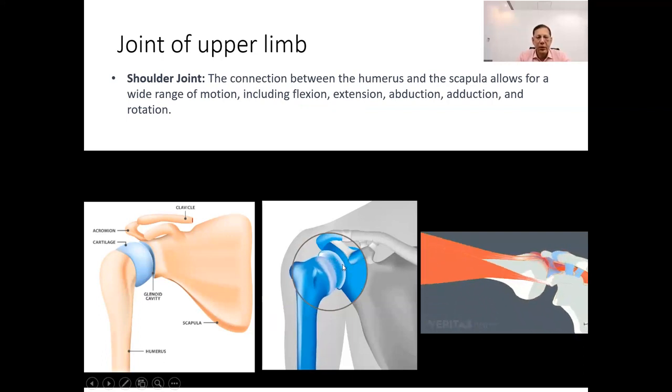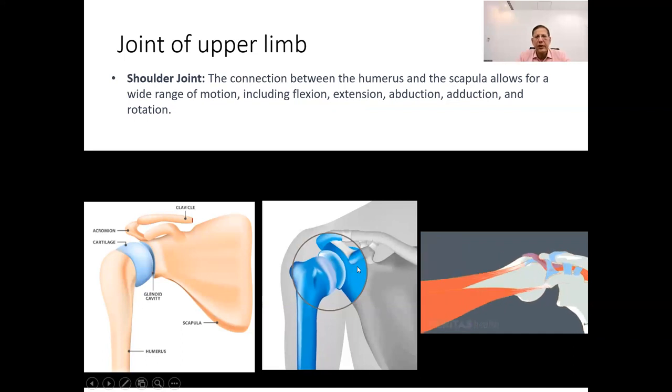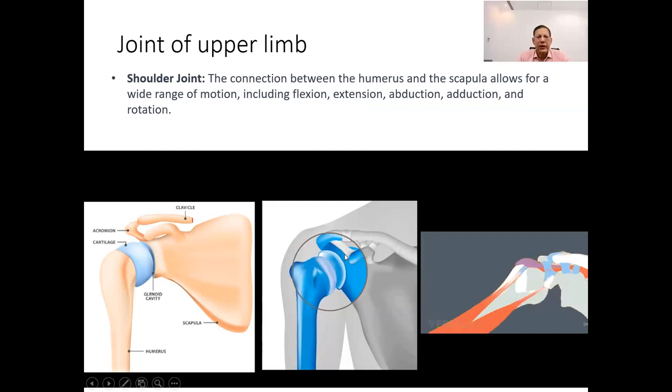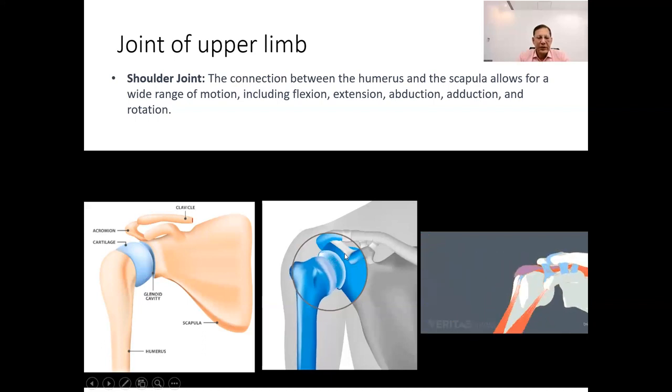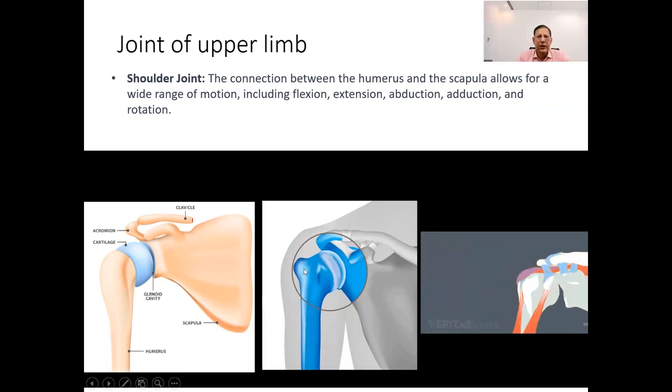The glenoid cavity, or the glenoid fossa, is a small depression present at the lateral part of the scapular bone or shoulder blade of the pectoral girdle. The shoulder joint allows for a wide range of motion, making it one of the most mobile joints in the human body. So the bony components of the shoulder joint are the humerus.